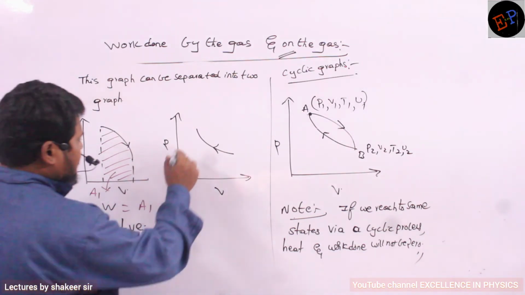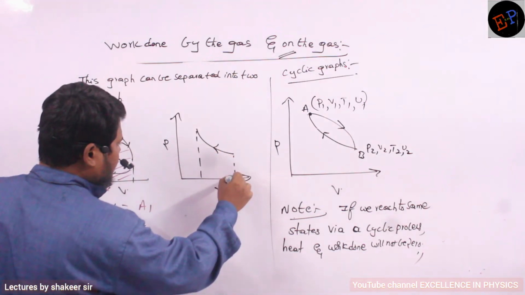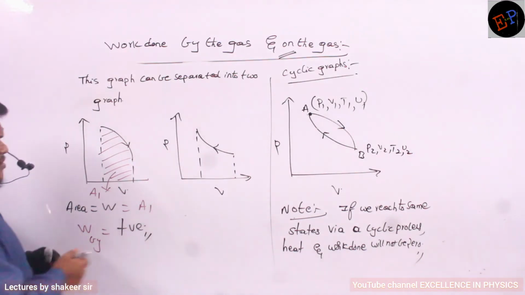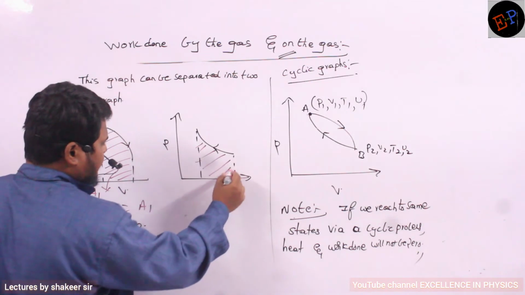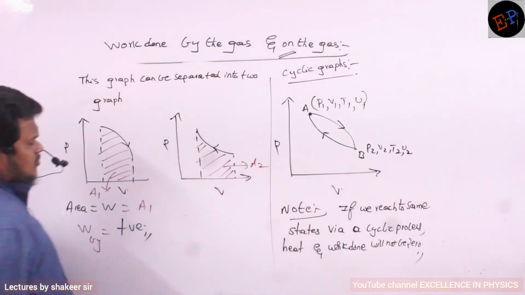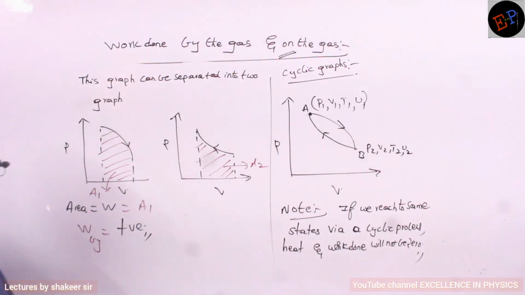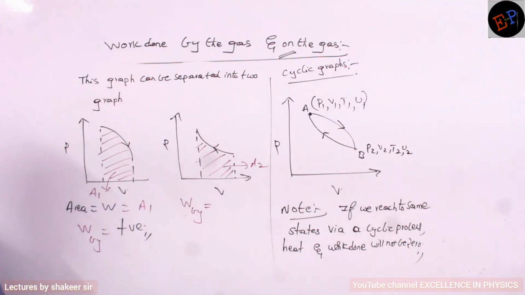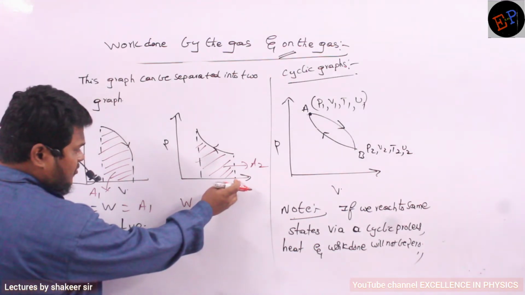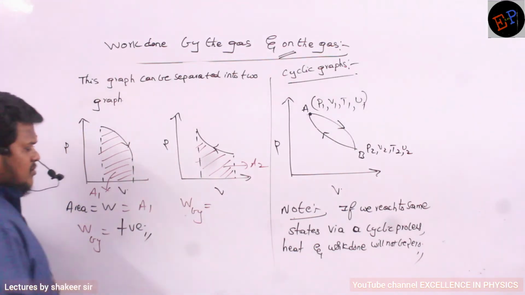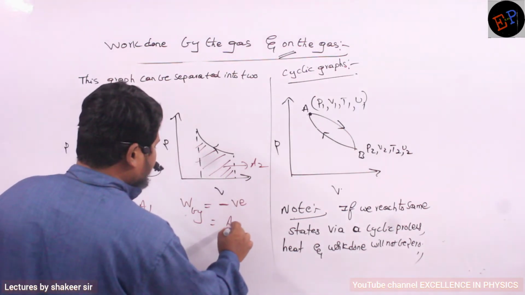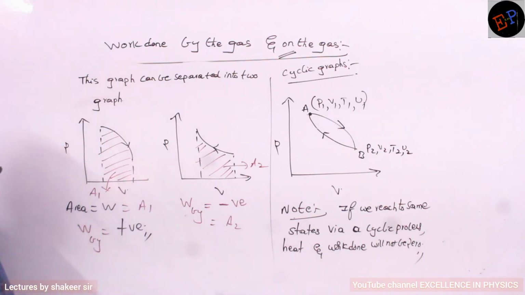In the second graph, what is the area? This much is the area. Area under the PV graph only, no? So therefore this much is the area. And I will call this area A2. So work done by the gas is positive or negative? Definitely negative. Why negative? Because volume is decreasing. We are moving from higher volume to lower volume. So work done by the gas is negative. Or we can say minus A2 or plus A2, anything. Are you able to understand?